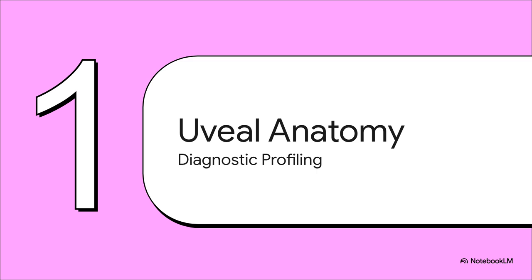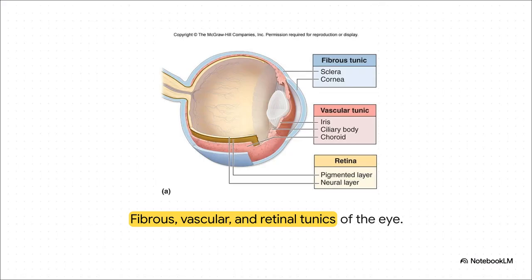We have to start with foundational anatomy, because you simply cannot diagnose what you don't fundamentally understand. Take a look at this cross-section of the eye. I want you to think of the eye as being composed of three distinct layers, or tunics. The outer fibrous layer is your tough sclera and cornea. The innermost layer is the neurosensory retina, and the uvea, which is made up of the iris, the ciliary body, and the choroid, is that highly vascular, deeply pigmented middle tunic sandwiched right between them.